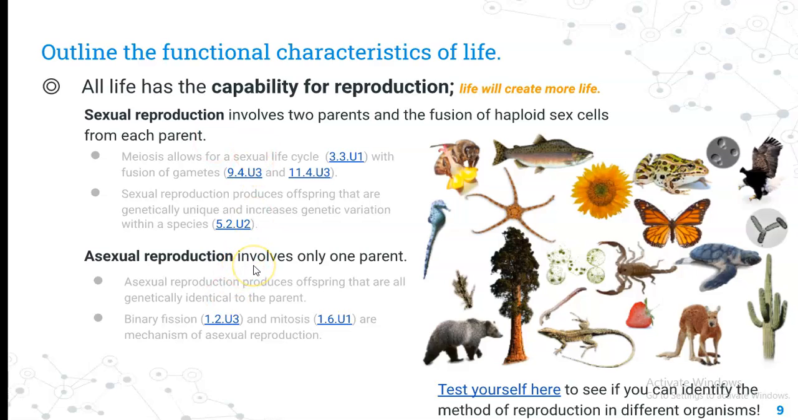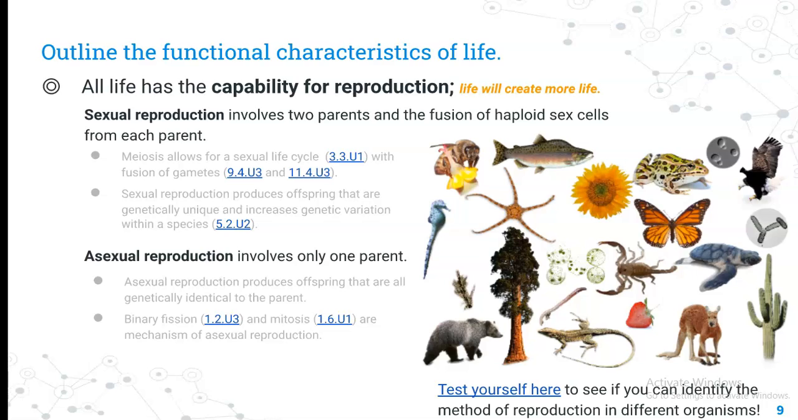Asexual reproduction, on the other hand, only involves one parent, and so it can be helpful when it might be hard to find a mate. These produce offspring that are all genetically identical to the parent, though, essentially clones of the parent. Binary fission and mitosis are both mechanisms of asexual reproduction.